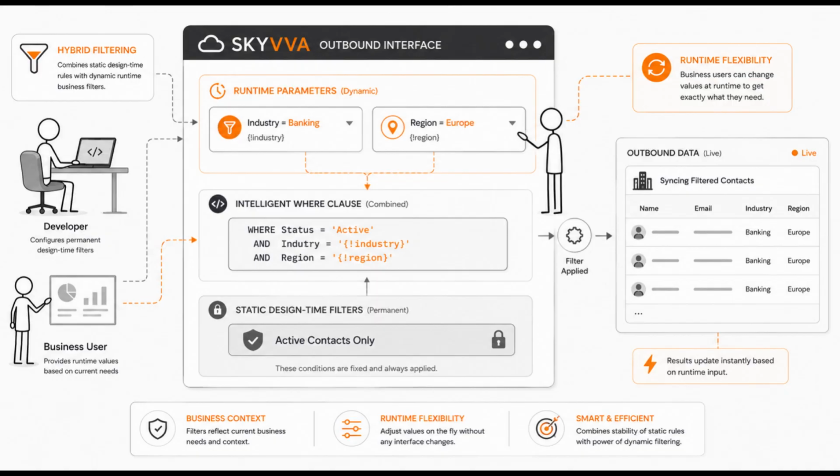The hybrid filtering strategy maximizes efficiency by combining permanent design time filters, fixed rules set by developers, such as active contacts only, with flexible dynamic runtime parameters provided by business users on the fly. By merging these two approaches into an intelligent where clause, the system ensures that essential baseline business rules are always met while still giving users the operational agility to dynamically filter data by specific contexts like region or industry.